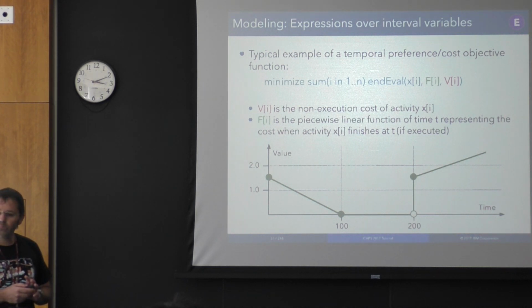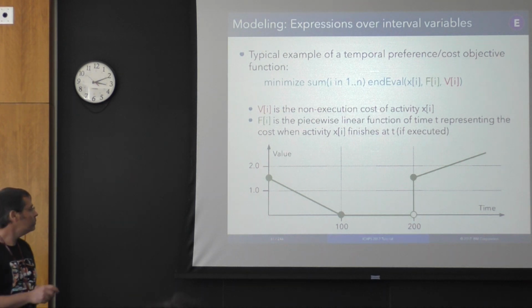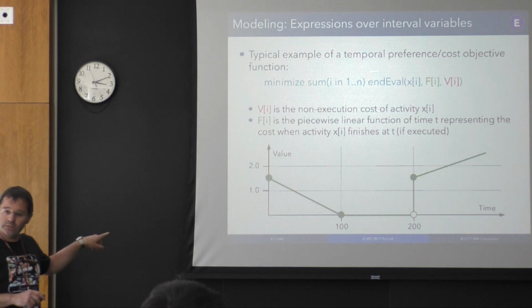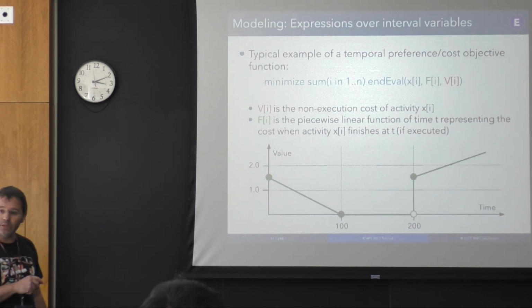Is the piecewise linear function locked to the task, or can you have functions which are absolute? It's not locked. It's absolute. Yes, the values are absolute.